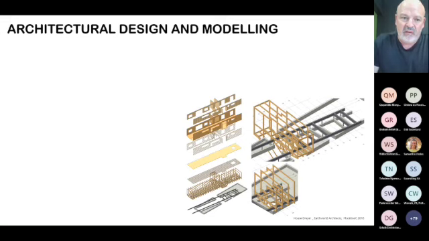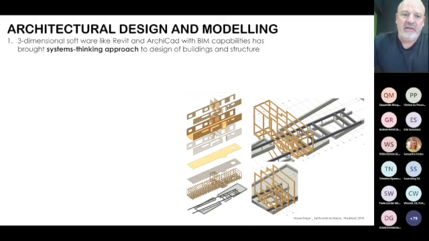I think from an architectural design and modeling perspective, three-dimensional software like Revit and ArchiCAD with BIM capabilities has brought a systems thinking approach to the design of buildings and structures, and it's sort of imperative when we design these structures that we have this kind of software.